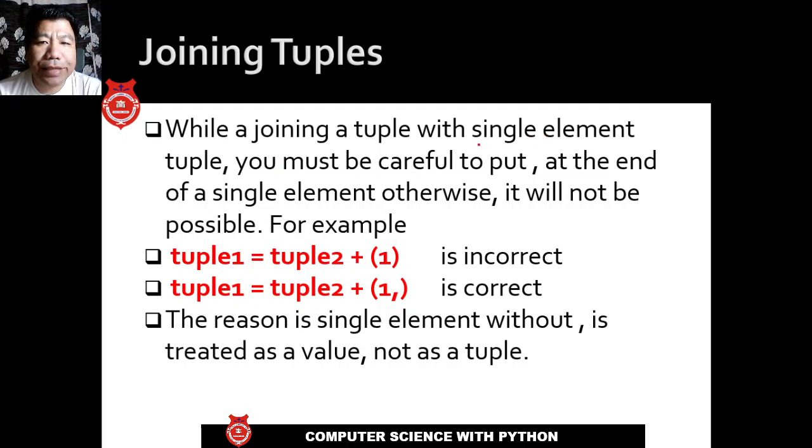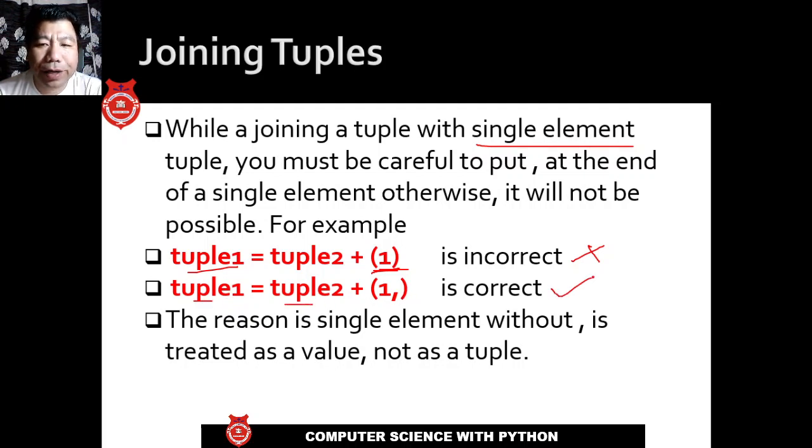Alright, now let's go to the next one, which is joining tuples again. Here I want to deal with a single element. While joining a single element, you should be very careful. You have to put a comma at the end of single element tuples, which I have already told you. Here I have tuple 1, I say tuple 2 plus 1. This is incorrect. This is not a tuple. We cannot join a tuple with a value. What is correct is tuple 1 equal to tuple 2 plus 1 comma.